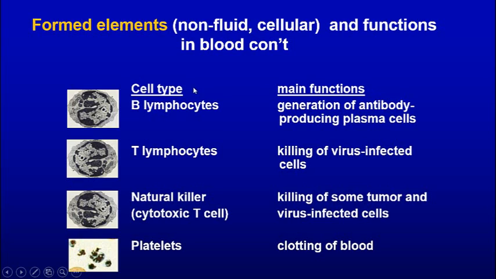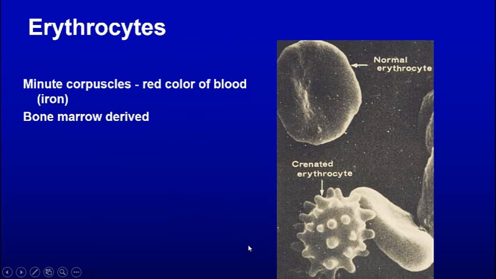Formed elements, as we mentioned, include the lymphocytes. You got T lymphocytes, which kill viruses. You have B lymphocytes, which generate antibodies by producing plasma cells. These transform the plasma cells to T cells, or the killer cells themselves. You have the natural killer cell, which kills tumor and virus-infected cells. Then you have platelets, which function in clotting of the blood.